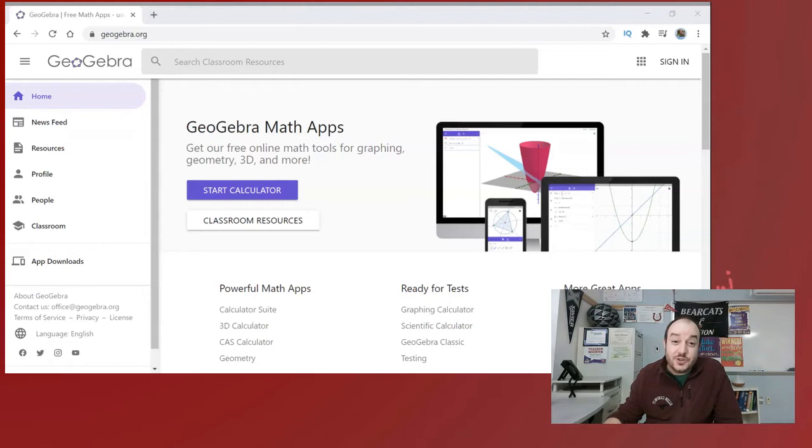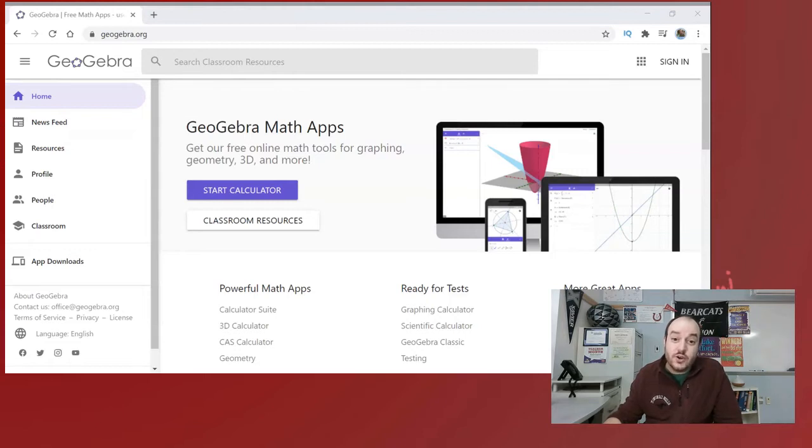As mentioned, today we're going to be learning about Poisson distributions on GeoGebra. If you don't know how to get there, it is geogebra.org. From there, I'm going to show you all the steps to get to exactly what we need for today's question. All right, so here we are at geogebra.org.